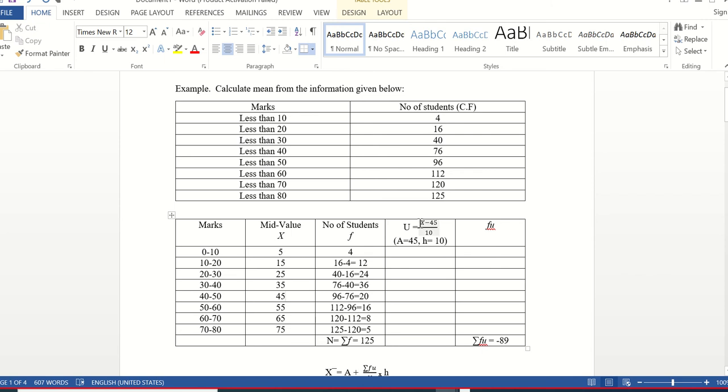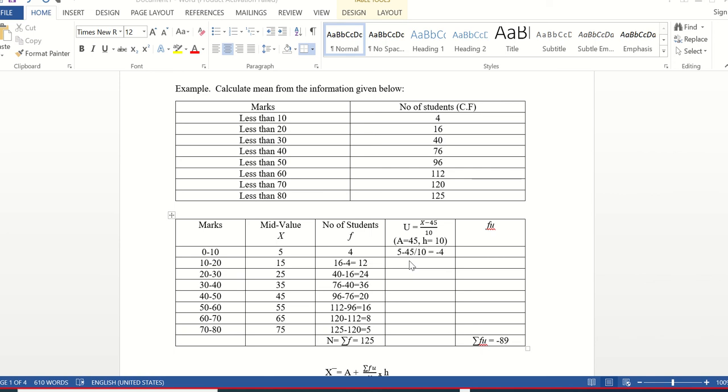So this is the formula which we apply: x minus 45, where 45 is your assumed value, so x minus a divided by h. This is the formula. Here for the first value I will apply it for you. x is 5, minus the assumed mean 45, divided by h, which is 10. h is the class interval 0 to 10. So 5 minus 45 is minus 40. Minus 40 divided by 10 is minus 4.